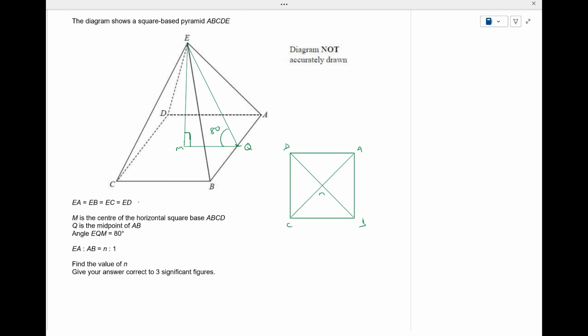The ratio of EA to AB is n to 1. So if I call that n, then this side here, AB, is 1. Find the value of n. So this is really saying to me, assume the length of AB is 1. Find the length of EA. Find the value of n.